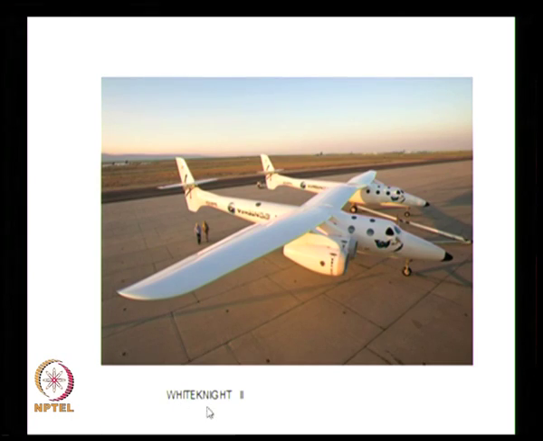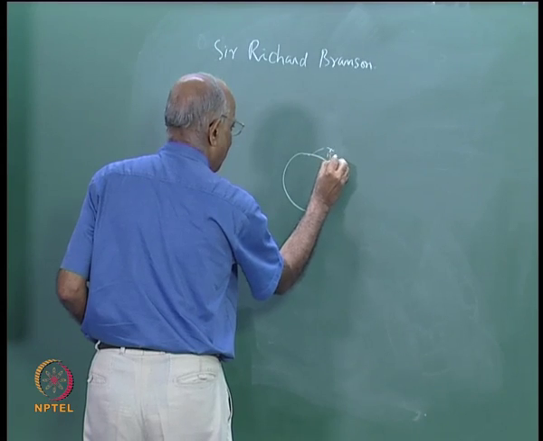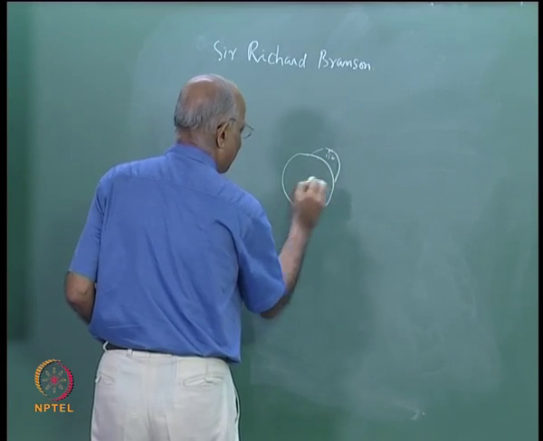This aircraft is known as White Knight 2. It is a little stronger aircraft. You have engines here, and it carries a rocket and a space capsule, and what it does is, the aircraft takes off from the surface of the earth, goes to a height of something like 15 kilometers and it returns.